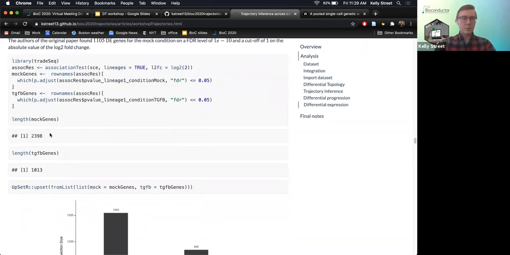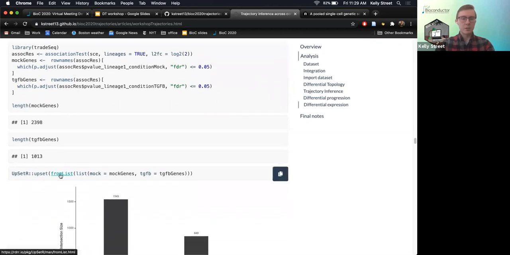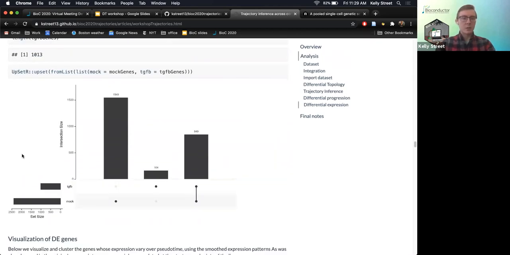And what we see is that we get quite a few, almost 2,400 dynamic genes or genes that are associated with pseudotime in the mock condition, and a little less than half as many in the TGF-beta condition. And then this is an upset plot that shows the overlap between those two sets of genes. And we see that there's very strong overlap. Almost all of the genes that were dynamic in the treatment condition were also dynamic in the mock condition. And then there's a bunch of extra ones in that mock condition.